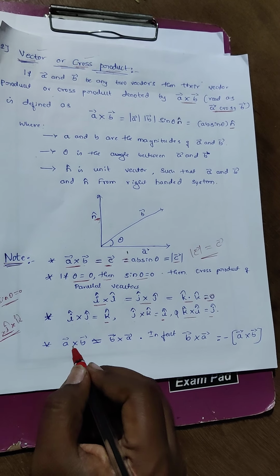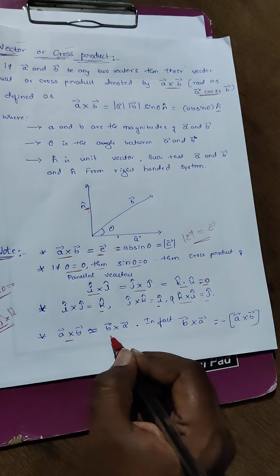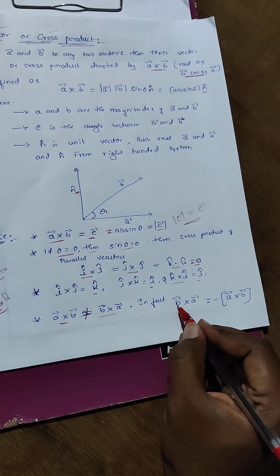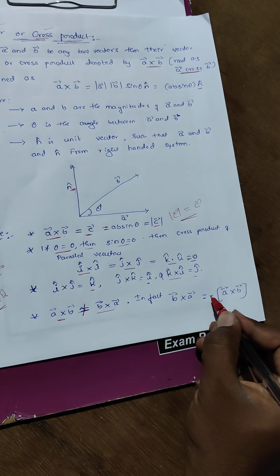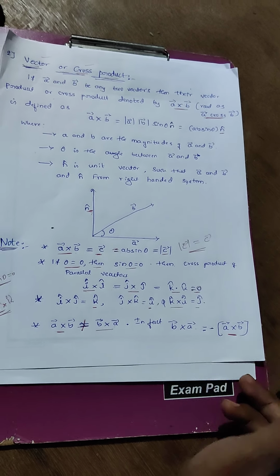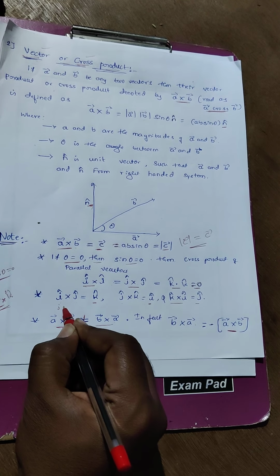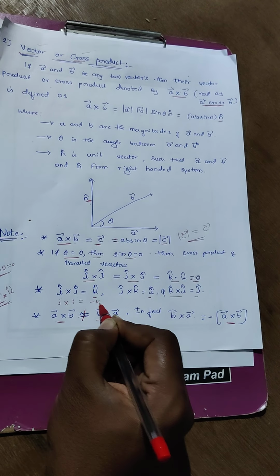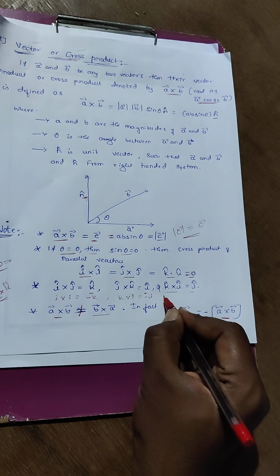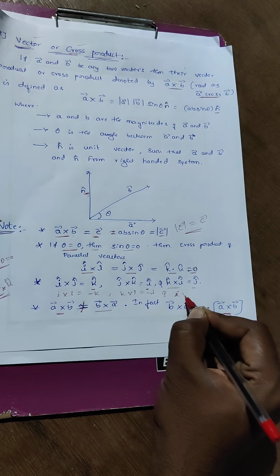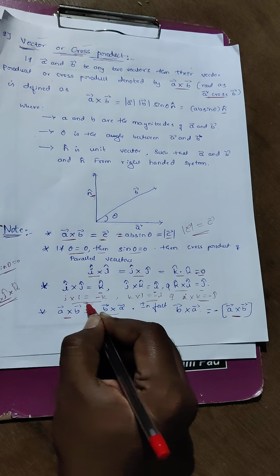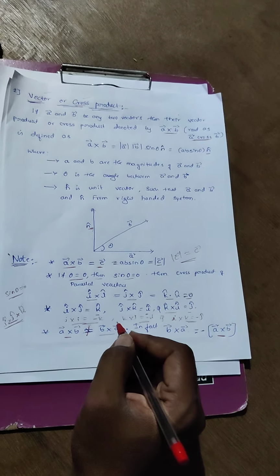And the last point is the cross product is non-commutative. a cross b is not equal to b cross a. In fact, vector b cross vector a is equal to minus a cross b. And by this we can also write j cross i is equal to minus k, k cross j is equal to minus i, and i cross k is equal to minus j. Remember these notes for next problems, very important notes.